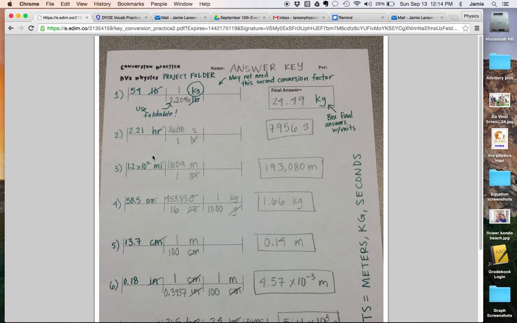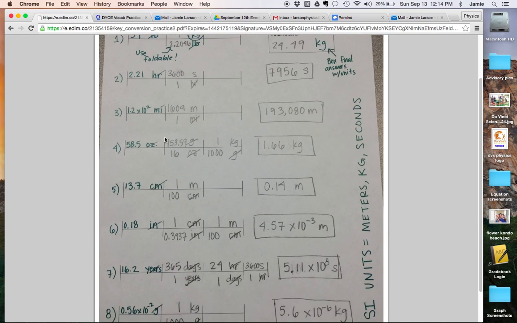The next one is for time, and there are actually 2 options to solve this. You can either do this in one step, hours to seconds, or you can go hours to minutes and then minutes to seconds for the second conversion factor. So this time we are looking at hours, which is a unit of time. And again, we look at our SI units list. Meters, no. Kilograms, no. Seconds, yes.